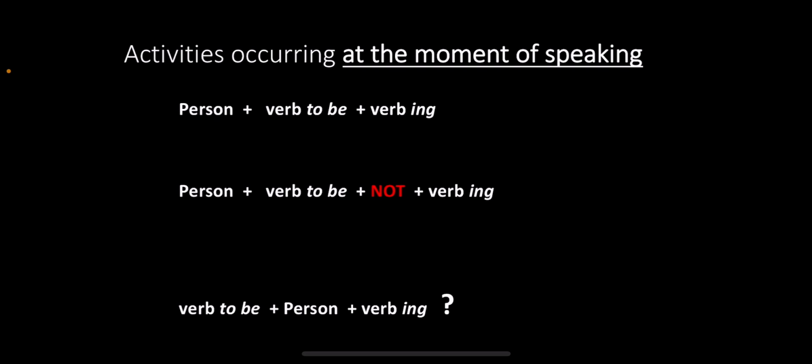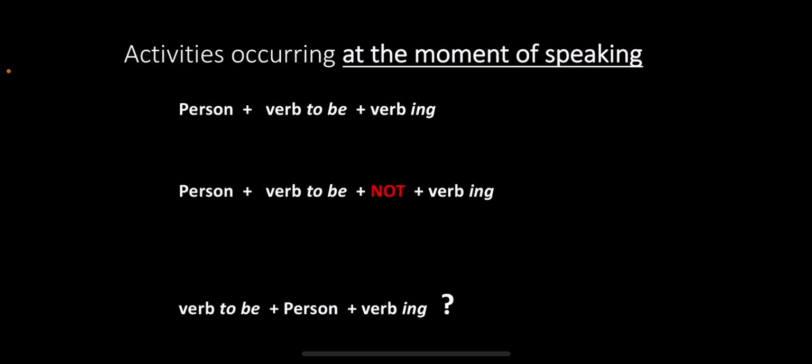I am speaking in English. Alex is checking his phone. Or we can say we are studying, or we are watching a video right now. For the negative, we only include not after verb to be. So I'm not reading a book, right? And then we put the verb in ing.